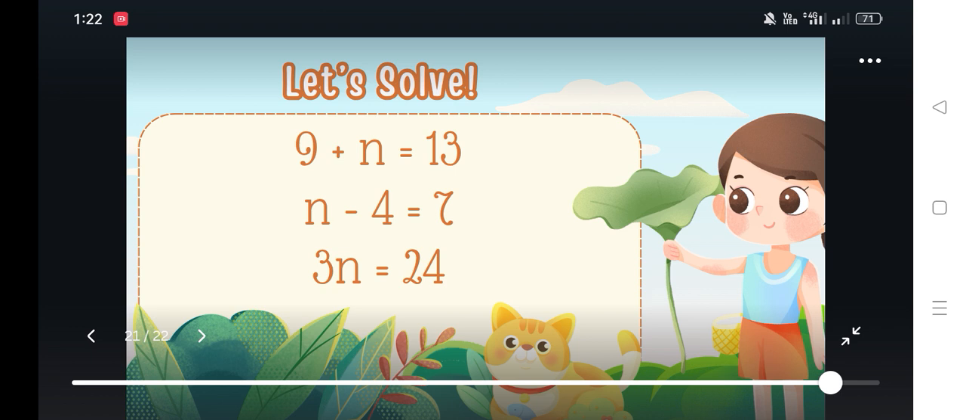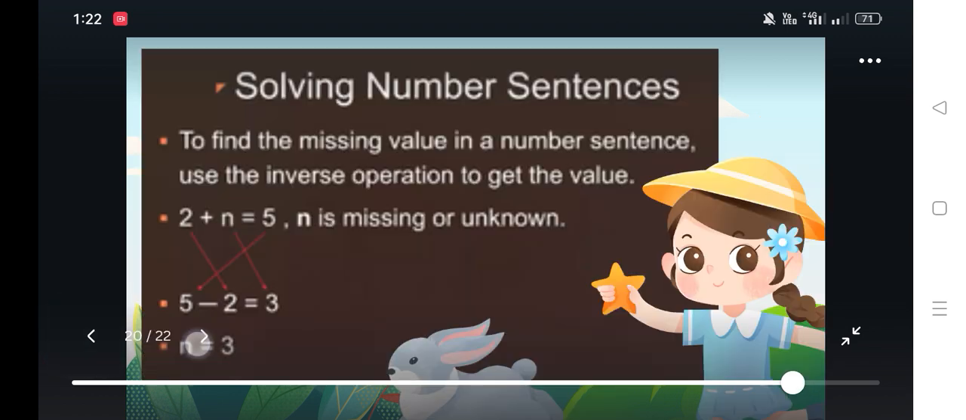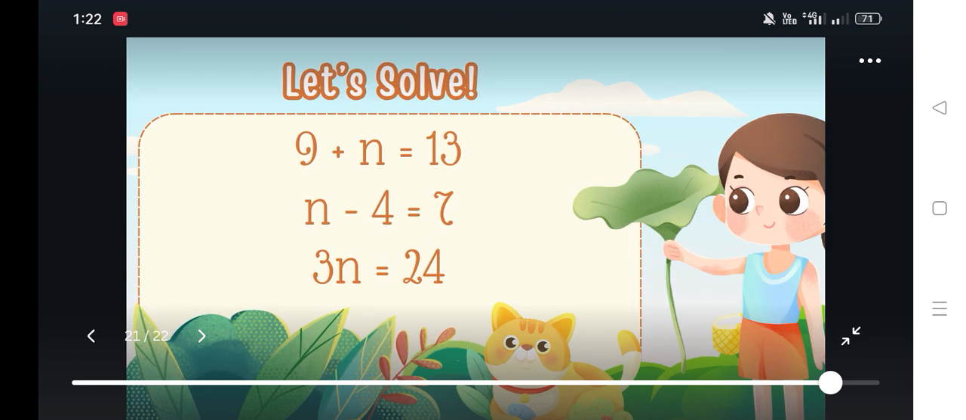So let's try to solve this one. First one. 9 plus n is equal to 13. So again, we use the inverse of the operation of addition. So we will use minus. So it becomes 13 minus 9 is equal to 4. So our answer in this first question is 4.